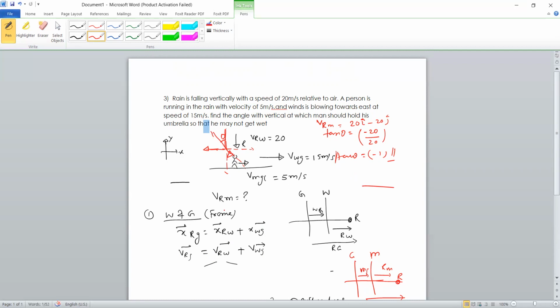So I hope we have cleared this. This kind of problem can be solved by first of all drawing the frames, and accordingly drawing the various components, and finally you can get the results easily.